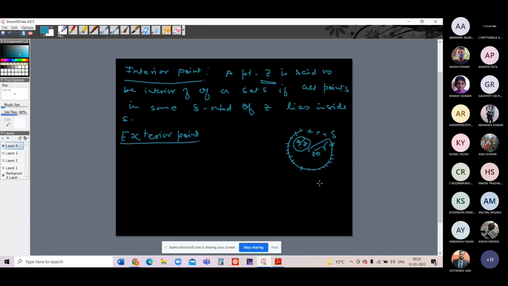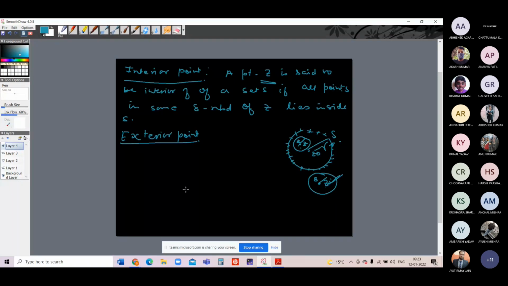For suppose here we take a point Z, and we are considering a delta neighborhood, any delta neighborhood. Here the value of delta can be anything, it can be different. So if we are considering a delta neighborhood about this point Z, and all the points in this neighborhood lie outside of this set S, then this point Z is called an exterior point for this S. So a point Z is an exterior point for a set S if all the points in some delta neighborhood of this Z lie outside of this S.